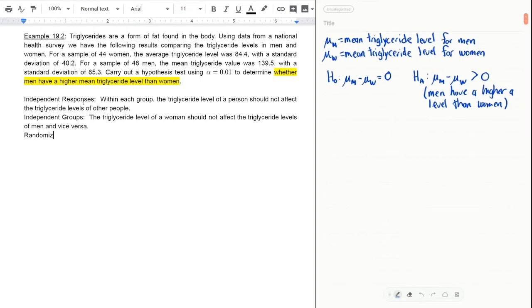So now to check for the independence assumptions, we'll look for randomization. We're not given that the samples we've collected are random, so we assume that the samples are representative of the target populations.